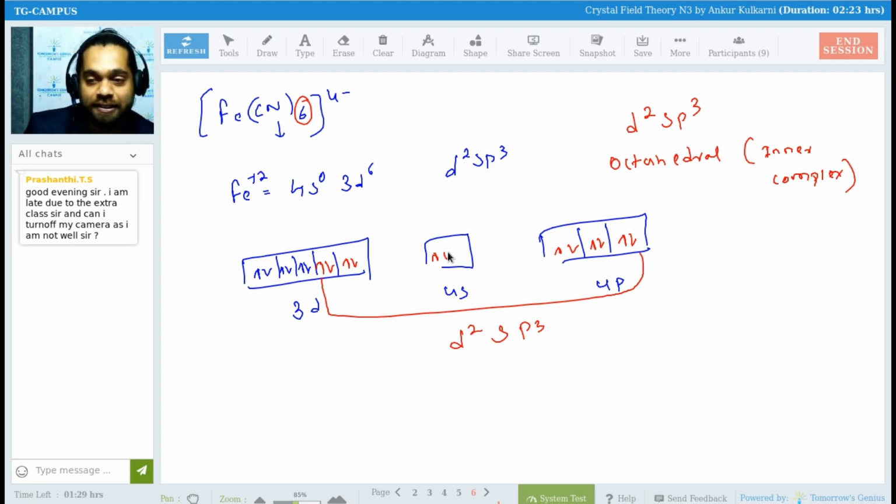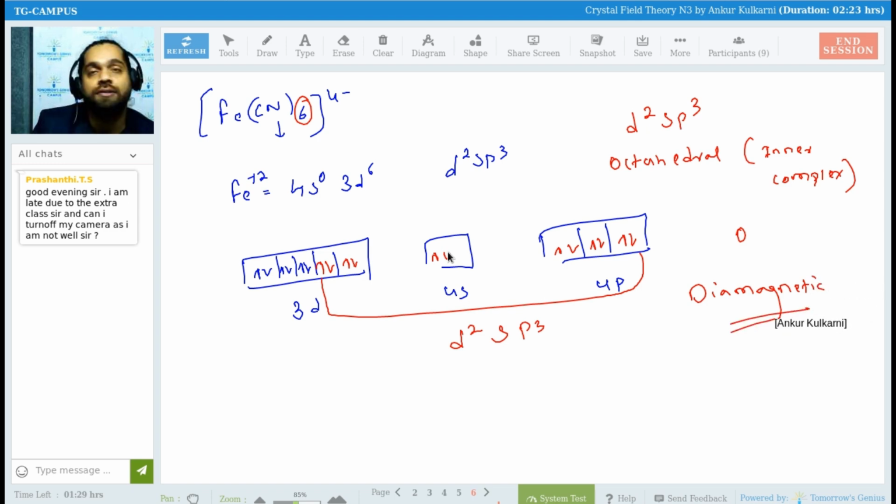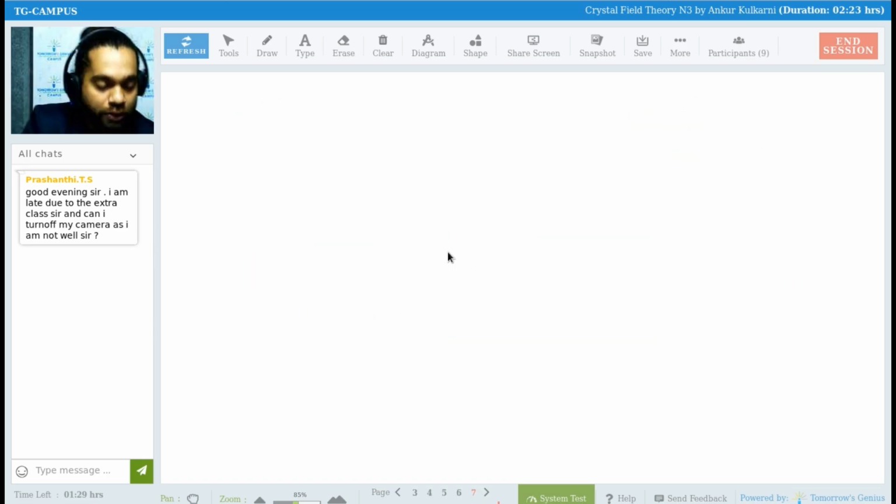Is it clear, everyone? So what about the magnetic moment? You tell me, Sarjana. Isn't it zero? Yes, it is diamagnetic, so the magnetic moment will be zero because n is zero.